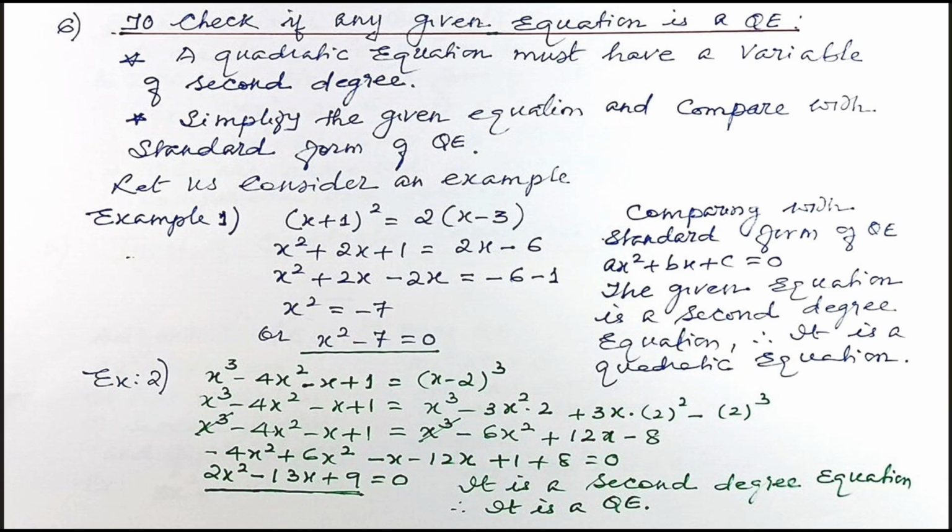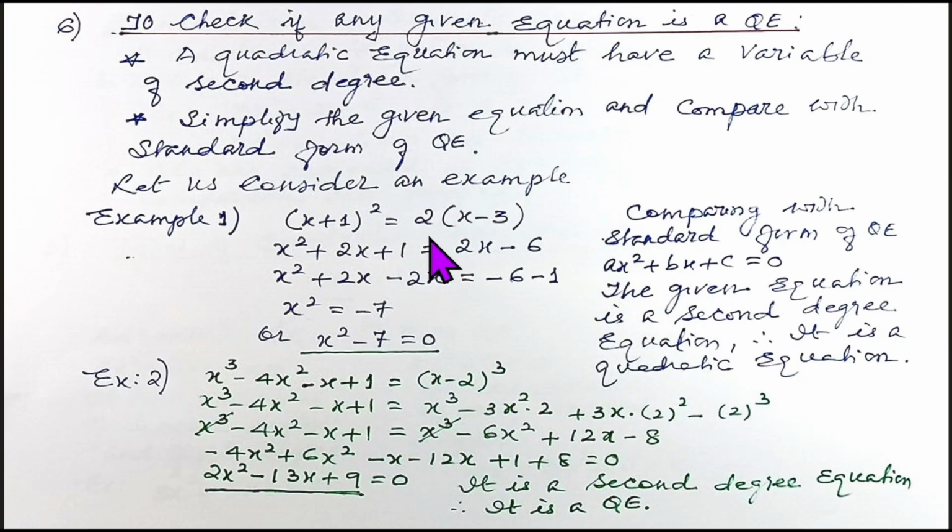Remember that. The next important discussion is to check if any given equation is a quadratic equation. That means if we are given an equation, we have to check whether that given equation is a quadratic equation. Now, a quadratic equation must have a variable of second degree, that is known to us. Now, simplify the given equation and compare with the standard form of quadratic equation. So, let us take an example and understand this.